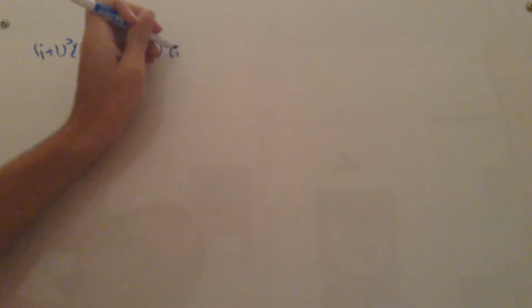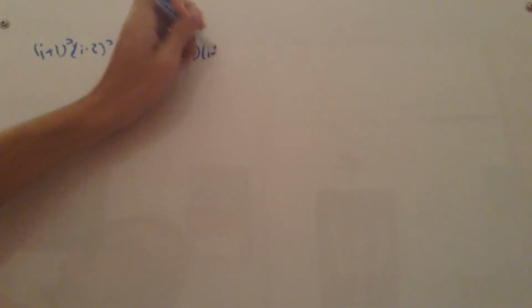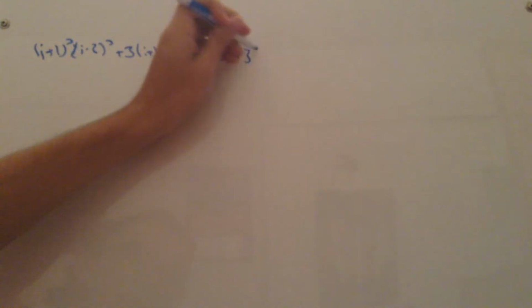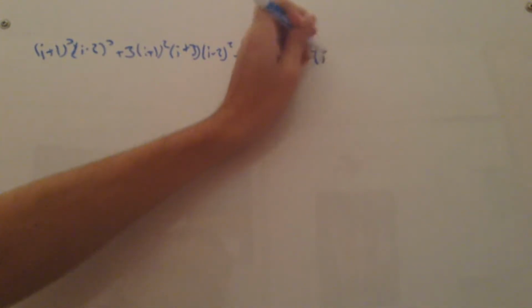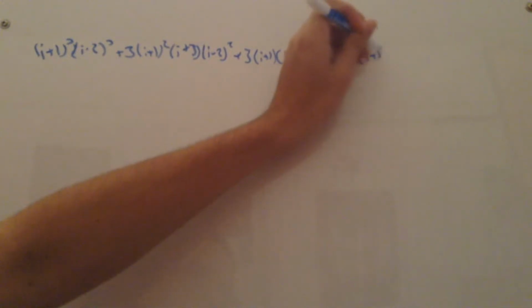So, we've got this long and complicated polynomial: (i+1)^3 (i-2)^3 plus 3(i+1)^2 (i+3)(i-2)^2 plus 3(i+1)(i+3)^2(i-2) plus (i+1)^3.